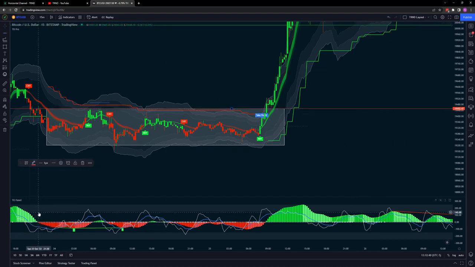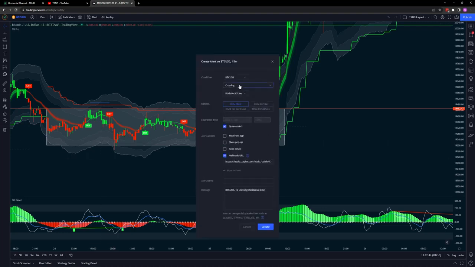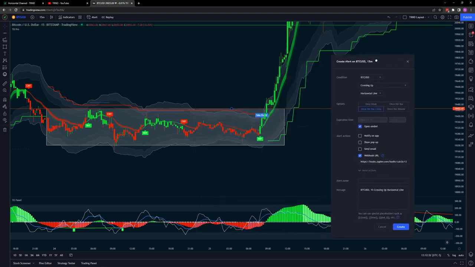I'll put it here, I'll draw it red, and then I can do add alert, do crossing up, and you can do only once, once per minute, or once per bar close. Once per bar close is simply going to alert you when this bar closes, just like our other alerts. If this bar closes and we close above that line, you're going to get that alert. And you can do notify an app, show a pop-up, send you an email, send email to SMS. You can alert the name and stuff like that.